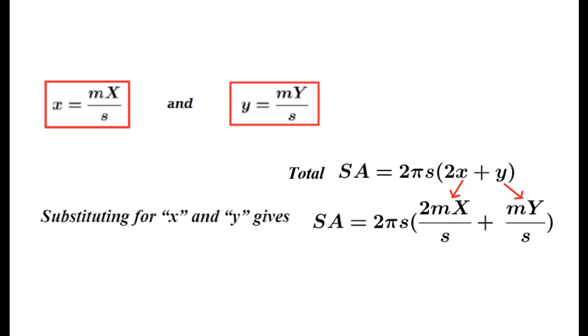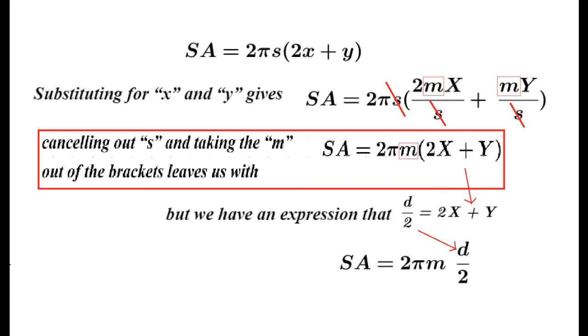So we can now write SA equals 2 pi s times, in brackets, 2m big X over s plus m big Y over s. Canceling out the s and taking the m out of the brackets gives us SA equals 2 pi m times, in brackets, 2 big X plus big Y. But we already showed that 2 big X plus big Y is the same as d over 2. So we can write down the surface area as SA equals 2 pi m times d over 2.